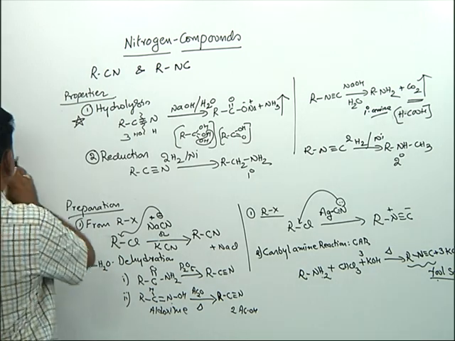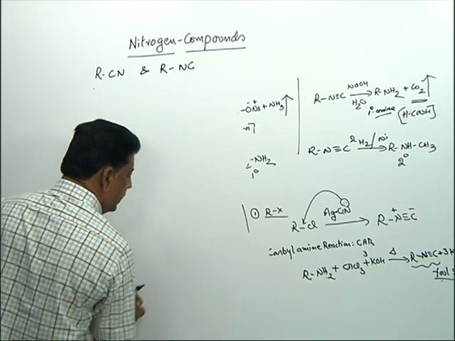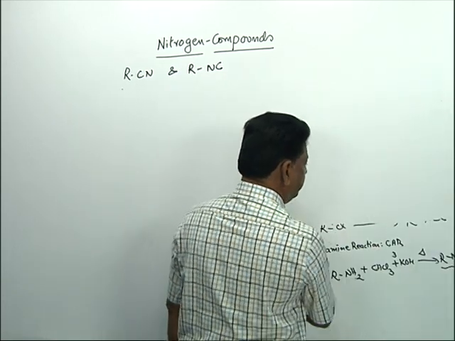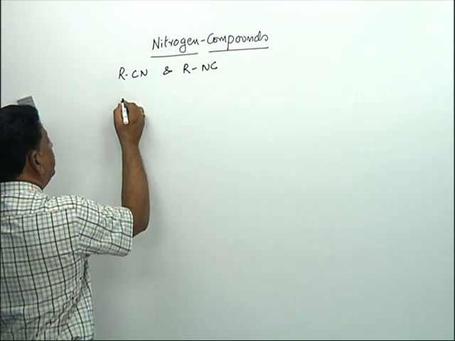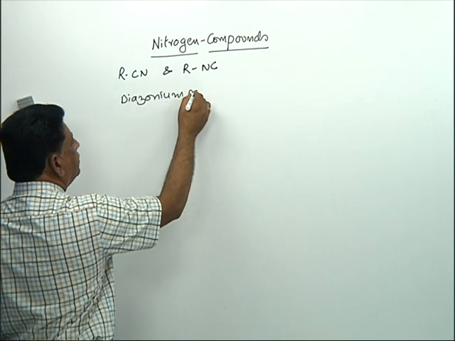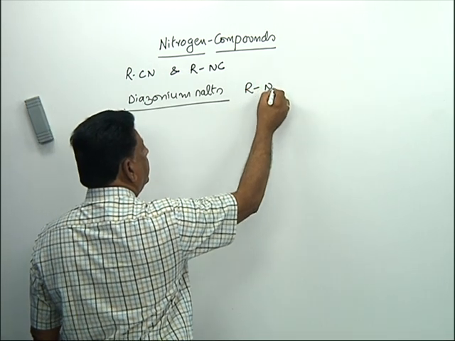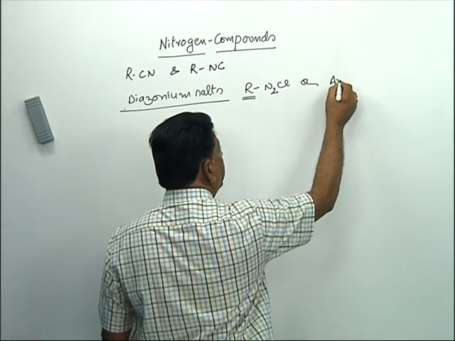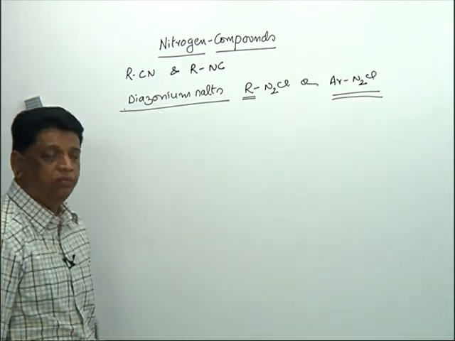The next topic will be the diazonium salts. That is also a small unit, comes under the same topic called nitrogen compounds. Next topic is diazonium salts. They may be represented like RN2Cl, or maybe an aromatic ArN2Cl. In the case of aromatic, they have really wonderful applications.